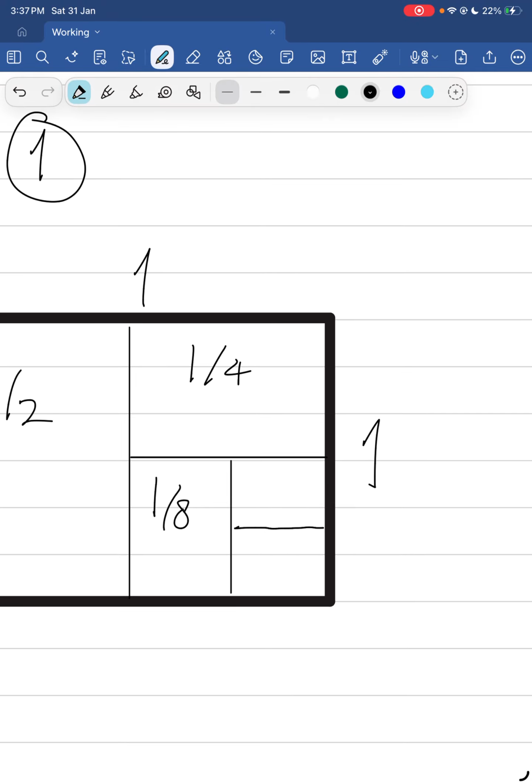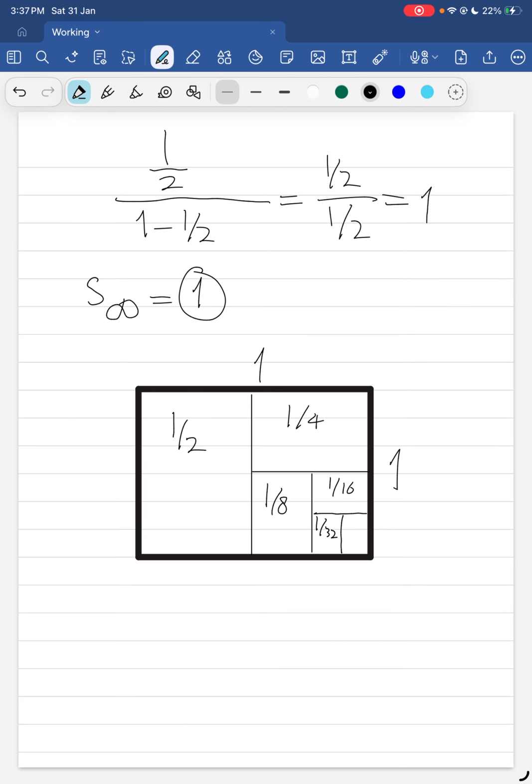This just goes on and on and on. 1 over 16, 1 over 32, and this never ends. However, if you notice, this is our exact geometric progression from before. And so when we add up the areas of each of these squares here, we end up with the area of the large square, which is 1, which is also our sum to infinity.